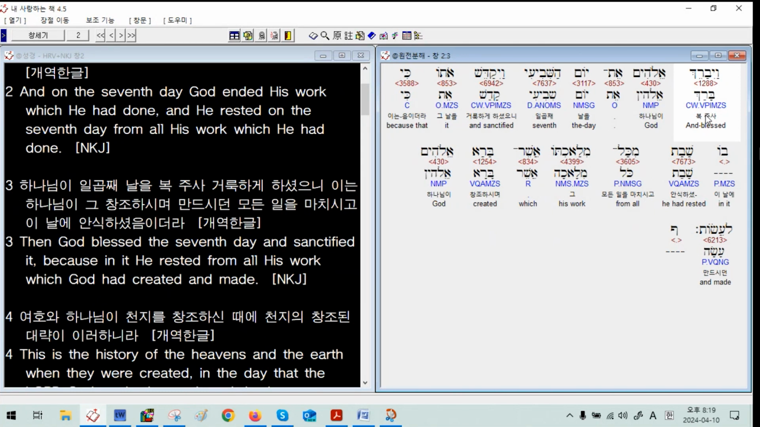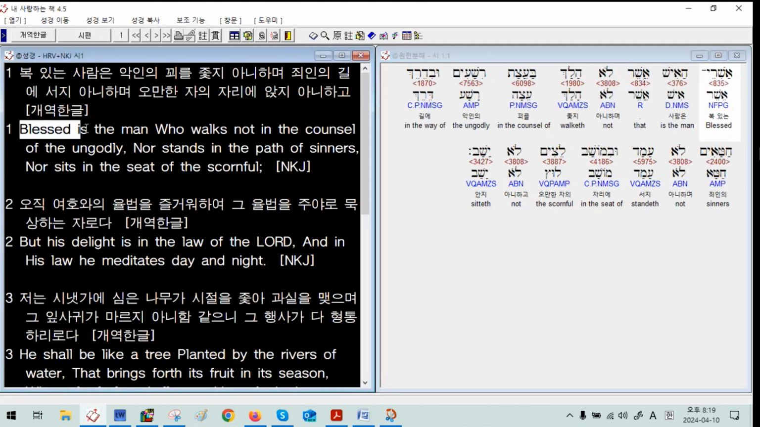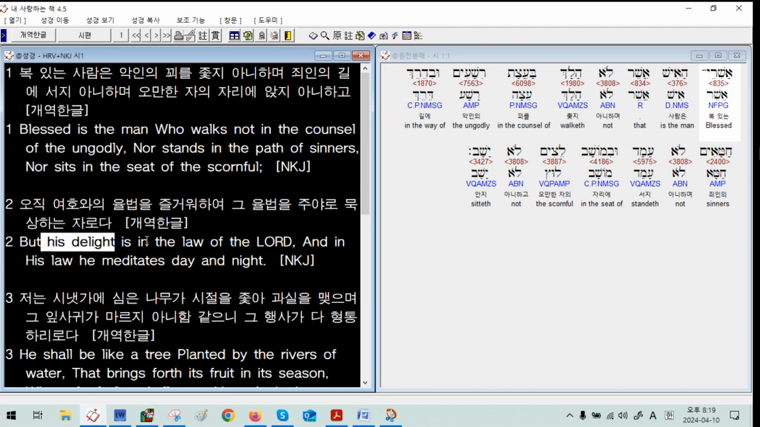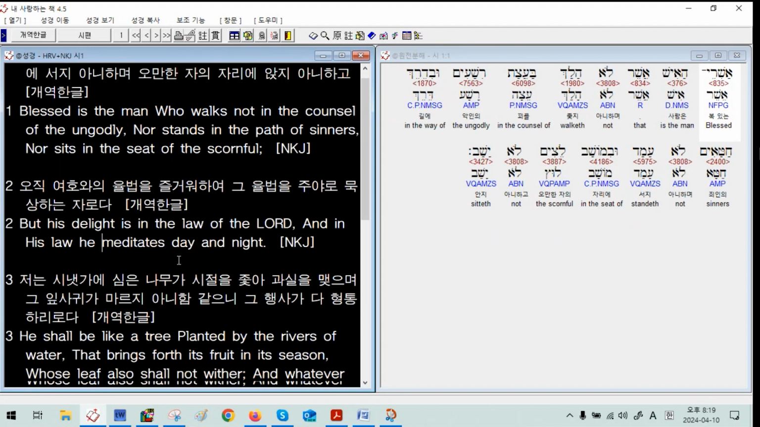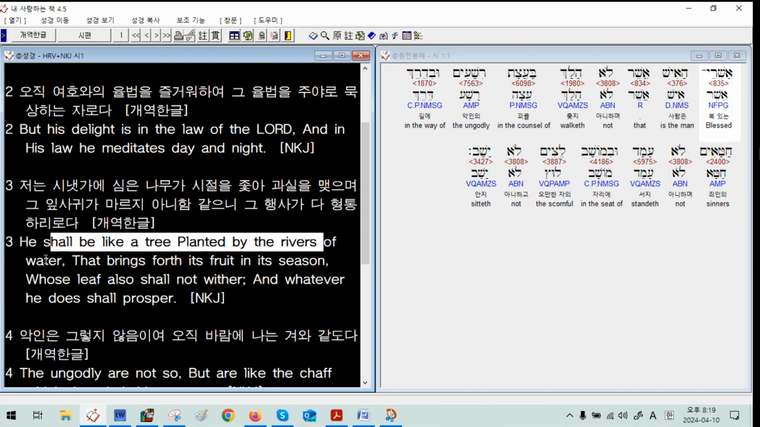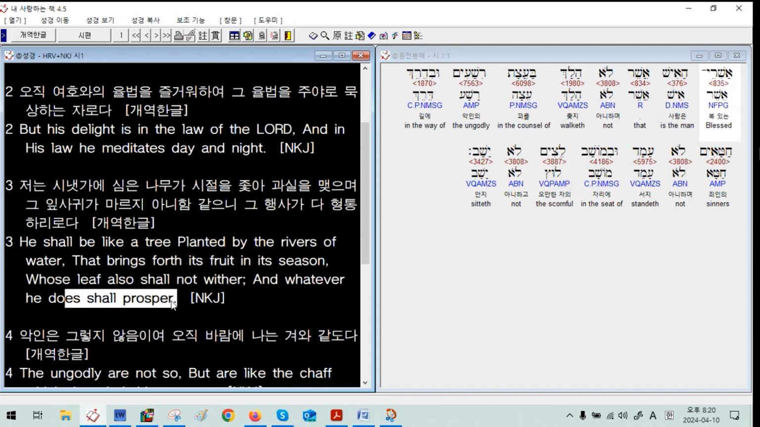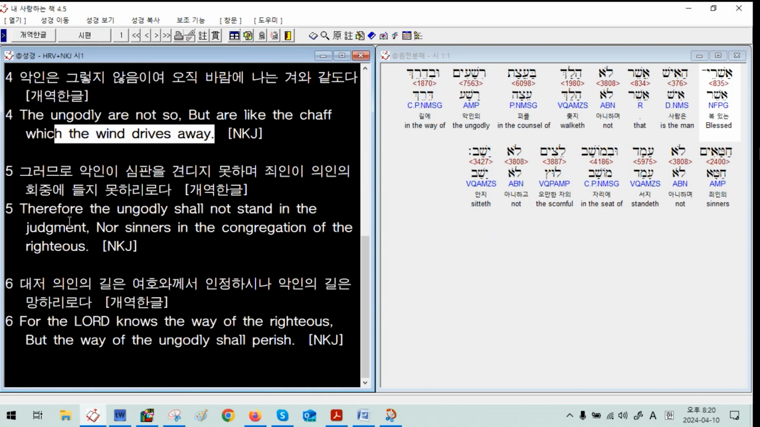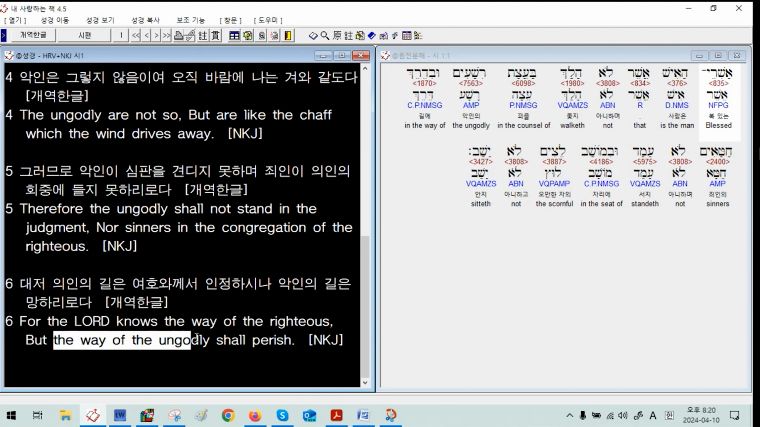So asher has to be translated as happy. Then who are the happy? Go back to Psalm chapter 1. Happy is the man who walks not in the counsel of the ungodly, nor stands in the path of sinners, nor sits in the seat of the scornful. His delight, his happiness is in the law of the Lord, and in his law he meditates day and night. He shall be like a tree planted by the river of water, that brings forth its fruit in its season, whose leaf also shall not wither, and whatever he does shall prosper. The ungodly are not so, but are like the chaff which the wind drives away. Therefore the ungodly shall not stand in the judgment, nor sinners in the congregation of the righteous. For the Lord knows the way of the righteous, but the way of the ungodly shall perish.